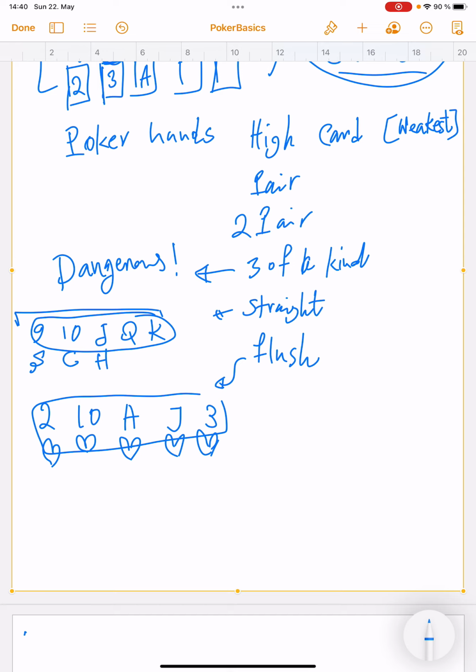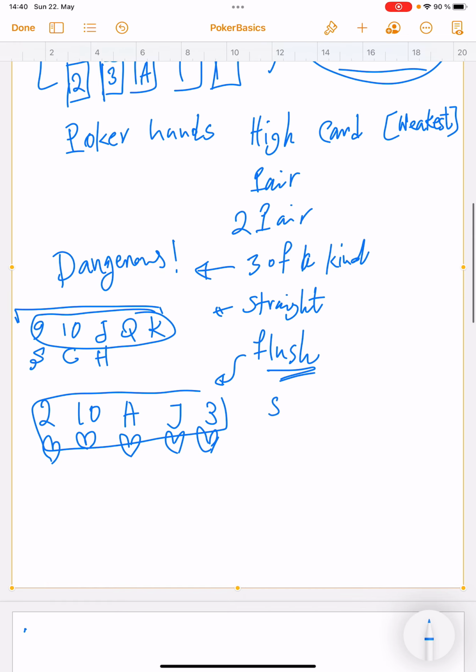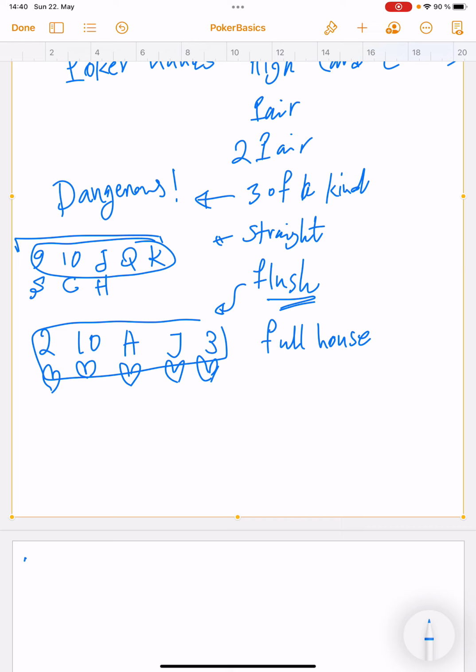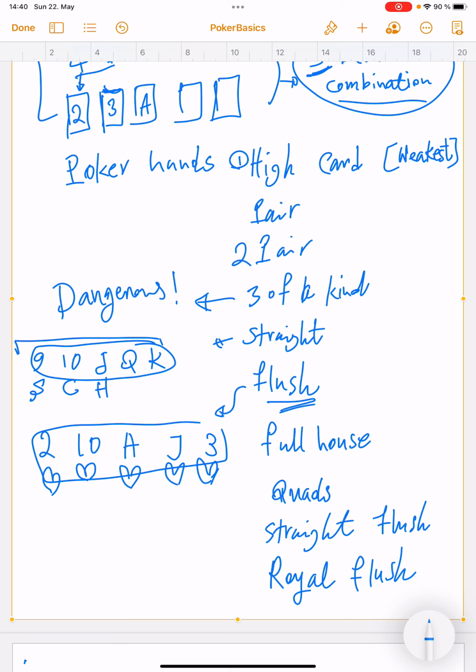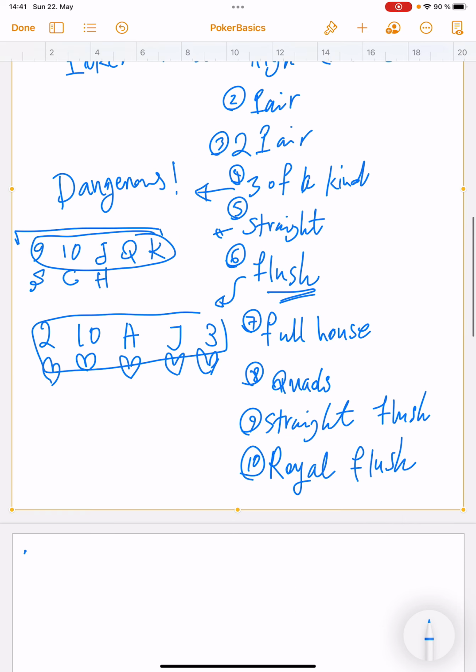The next one, which is stronger than a flush, is a straight. No, it's a full house. Let me write them first. So full house, then it should be quads, I guess. Then it should be straight flush. And then we have royal flush. In total, there should be, I guess, 10. So we have 1, 2, 3, 4, 5, 6, 7, 8, 9, and 10. So we are on the right track.